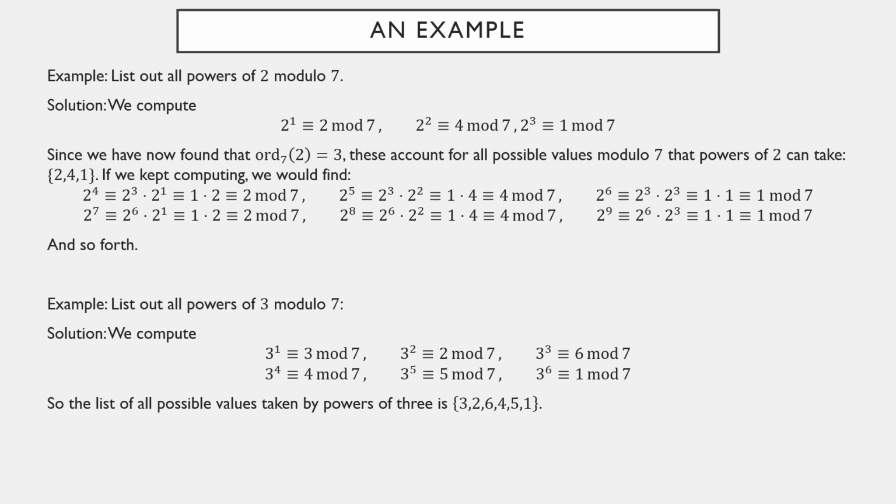This list accounts for all possible values that the powers of 3 can take mod 7: 3, 2, 6, 4, 5, 1. If I kept going, they would just repeat this list over and over. But notice that's actually an entire reduced residue system modulo 7. It's the standard reduced residue system mod 7, just not written in increasing order. Therefore, the powers of 3 actually form all possible residue classes mod 7.